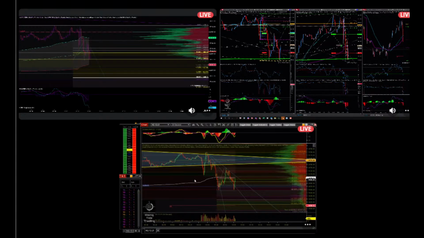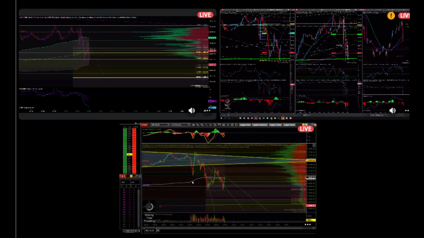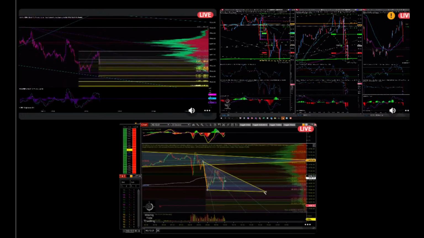That was a perfect double bottom there. Perfect. Just careful with this symmetrical triangle, okay, guys? I hate to do that with y'all, but just careful with that.